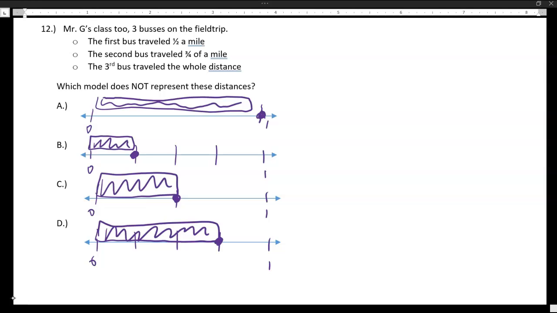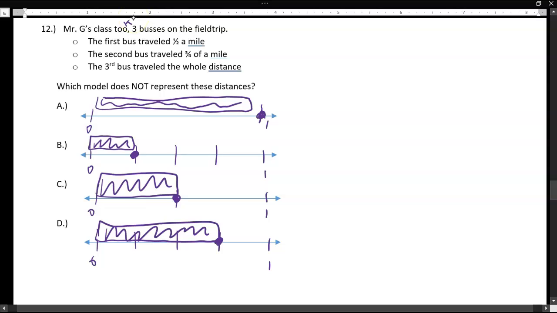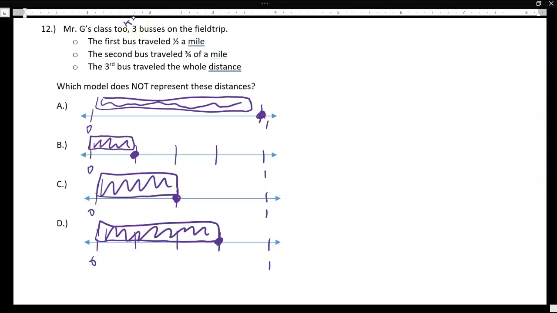Next one, number 12. Mr. G's class took 3 buses on the field trip. The first bus traveled half a mile. The second bus traveled 3/4 of a mile. The third bus traveled the whole distance. Which model does not represent these distances? They want to know which one is not one of these.